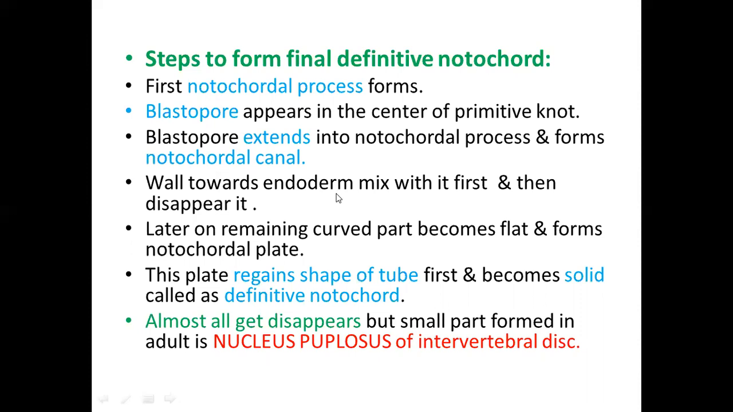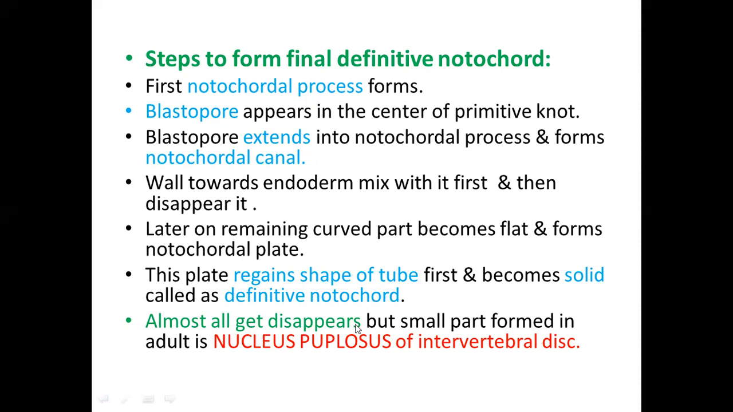The wall toward the ectoderm mixes with it first and then disappears. Later on, the remaining curved part becomes flat and forms the notochordal plate. This plate regains the shape of a tube first and becomes solid, called the definitive notochord. So these are the various steps to form the definitive, meaning final, notochord.